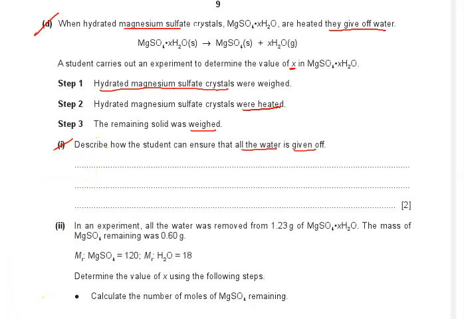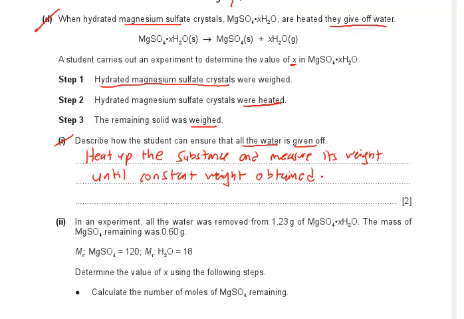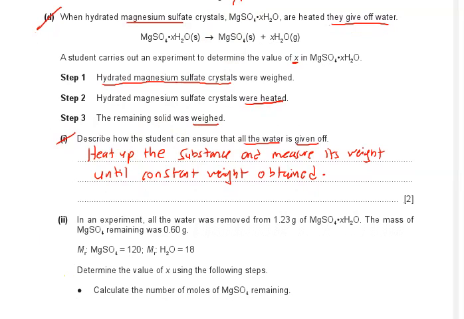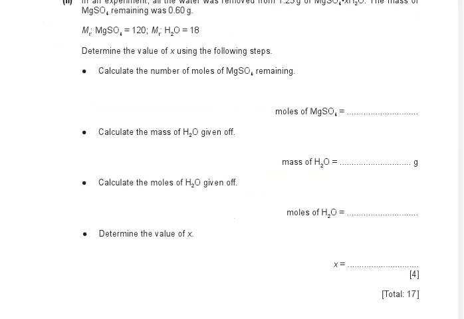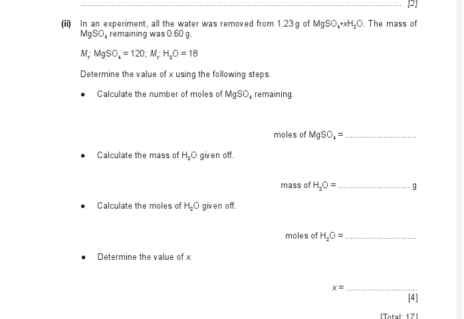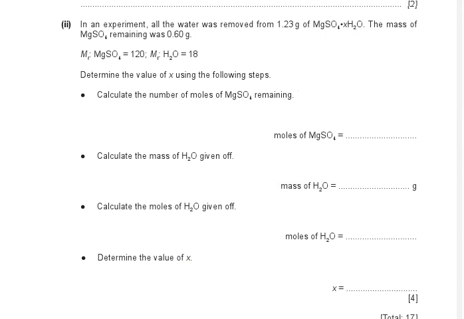Let me propose my answer. This is a suggested answer here: heat up the substance and measure its weight, and repeat the experiment until a constant weight is obtained. So there is no more water there. Now let us go to the mole calculation. These are the calculations here. Now we look at it in detail.